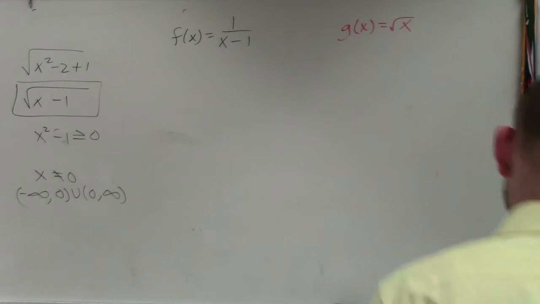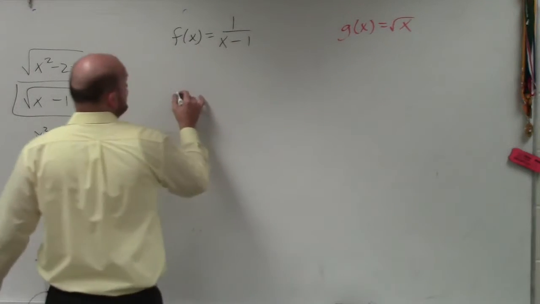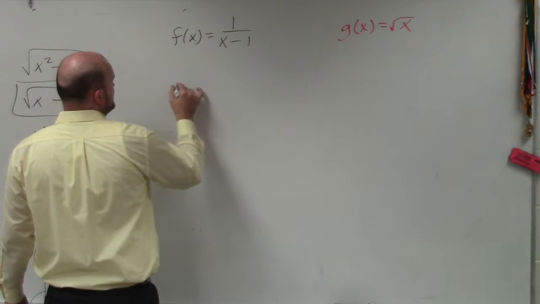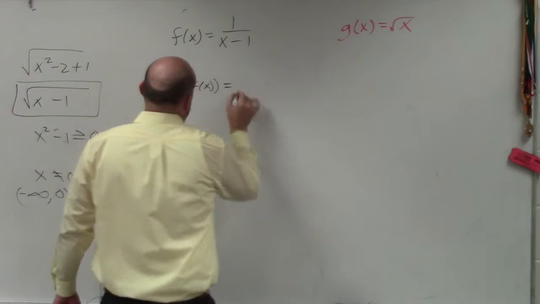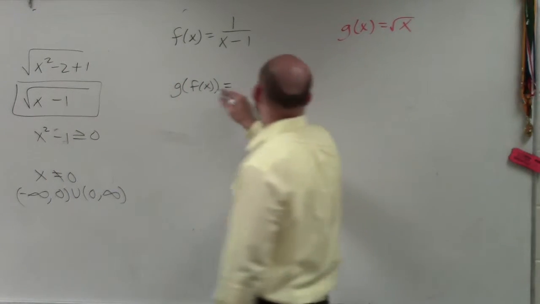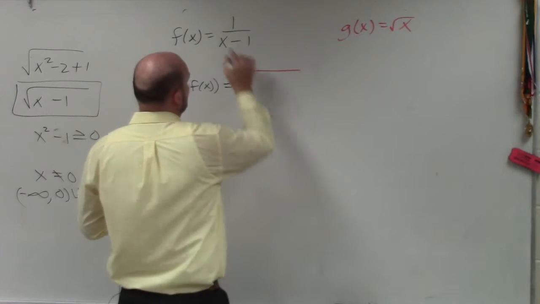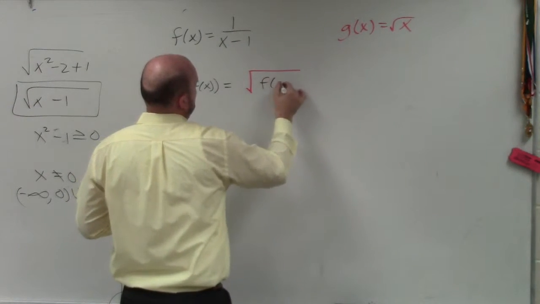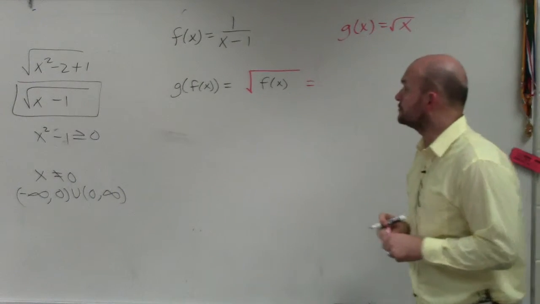So now, the problem I'm going to do, you guys are supposed to do both ways. Last one I did f of g, so now we're going to do g of f of x. So now we're going to plug the f of x function into the g of x function. So the g of x function is the square root of f of x. Well, we know what f of x equals. f of x equals 1 over the square root of x minus 1.